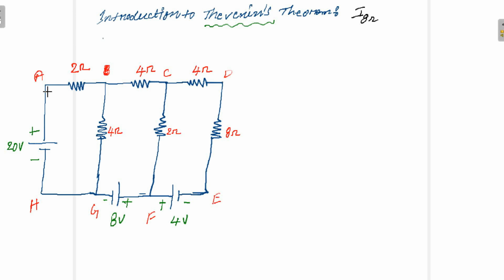If we want to apply KCL, we need to know the current directions or current notations. First of all we need to denote a current direction. You can start from anywhere. Here you have points A, B, C, D, E, F. You can start from any point.